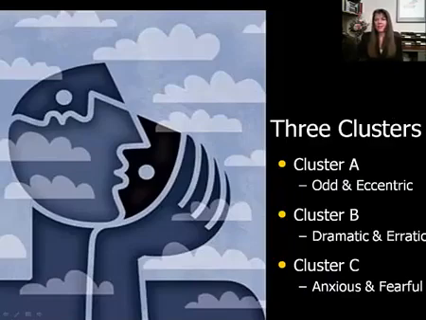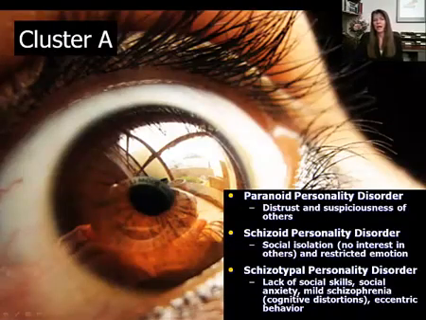Now, the personality disorders are organized under 3 clusters. Cluster A is characterized by odd and eccentric behaviors and or thought processes. Odd and eccentric. Cluster B is characterized by dramatic and erratic thought processes and or behaviors. Dramatic and erratic. And cluster C, characterized by anxious and fearful thought processes or behavior. Anxious and fearful. And this brings us to cluster A.